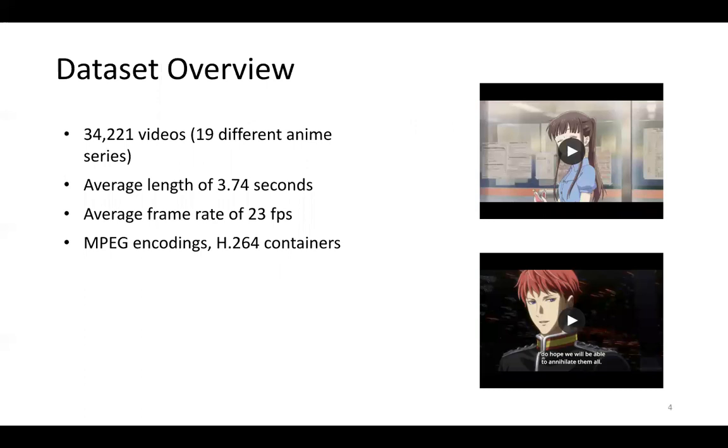Just to provide a brief overview of the dataset, there are 34,221 videos compiled from 19 different anime series. The average length of each video is 2.74 seconds, average frame rate of 23 FPS, and they come in MPEG encodings and H.264 containers. And just for reference, here are two videos from the AniVid dataset.